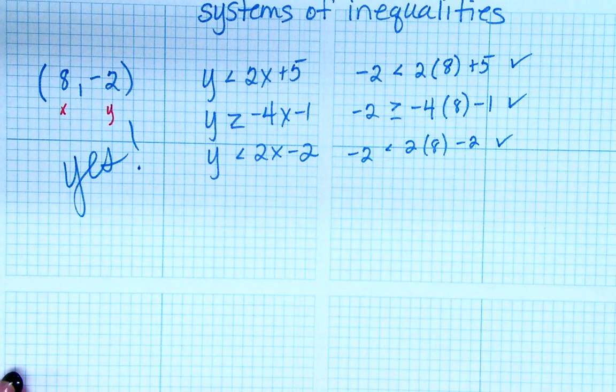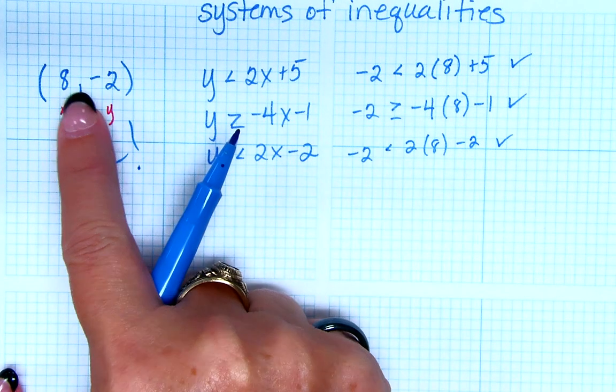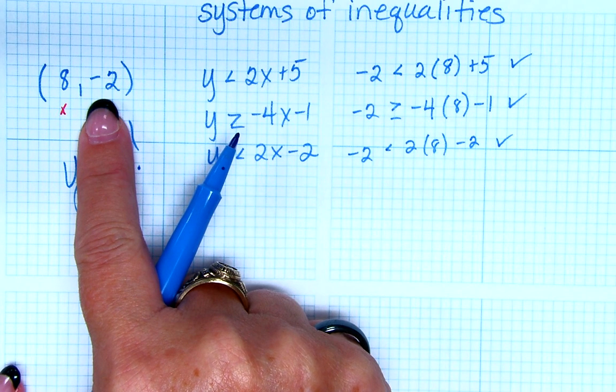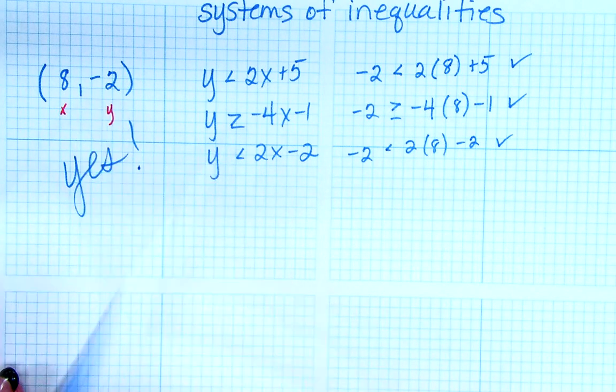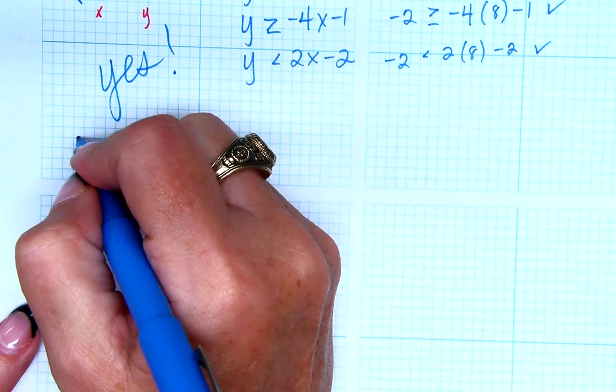If I graphed this and shaded the appropriate regions, the point 8, negative 2 would be in that shaded region for the whole system. Does that make sense? Okay? If it doesn't quite make sense yet, it will in a second. Okay? All right, what about this problem?